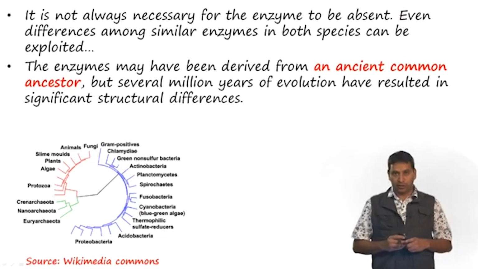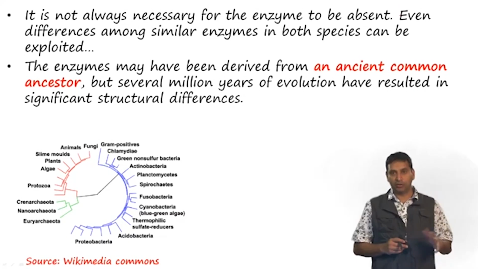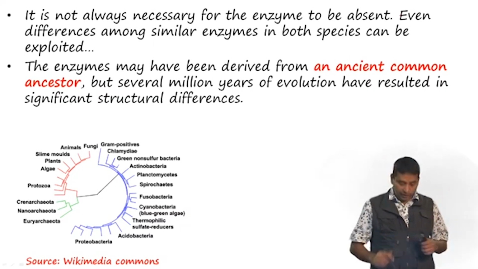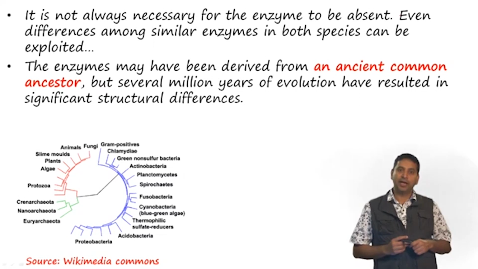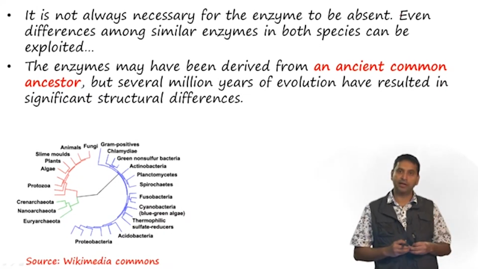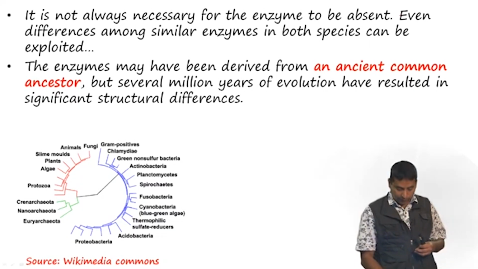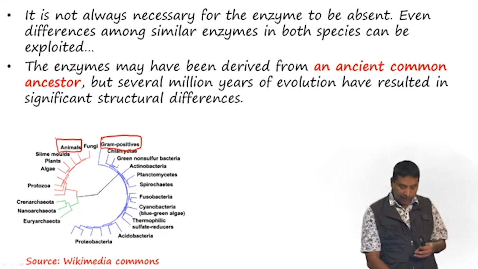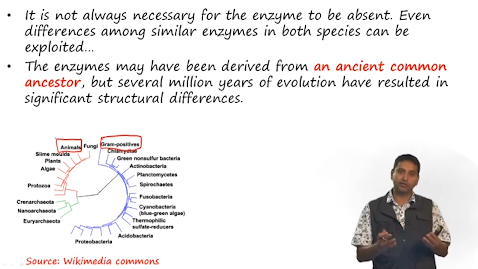Of course, it is not necessary that the enzyme or the target be absent. Even differences among similar enzymes can be exploited. Here is the common ancestry evolutionary tree, and as you can see in this evolutionary tree, an enzyme which could have evolved many centuries back from a common ancestor can evolve in such a way that there are significant structural differences. So, the difference between a gram positive enzyme and the same enzyme, or the protein, in animals could be quite significant.